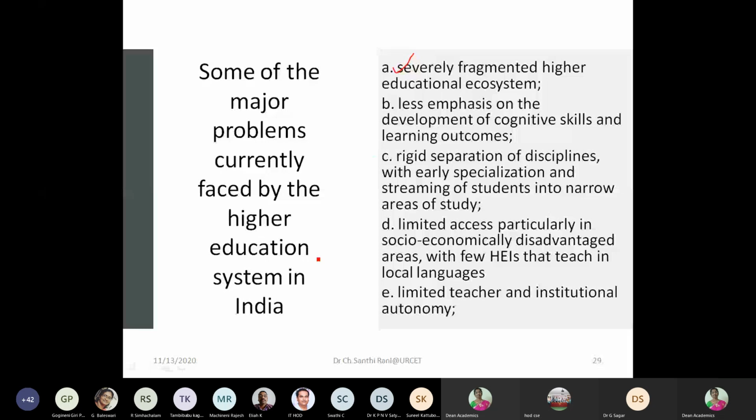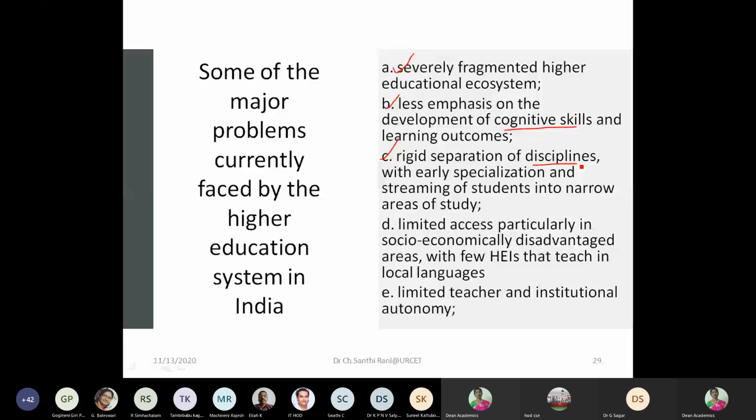That is another major problem. Sometimes in personality development classes we also say, if you are intelligent, it is not sufficient. You have to put in more hard work, right? If a person is intelligent, he may not be able to get a good percentage. But if a person is hardworking, he will be able to get a good percentage according to our present system. But according to NEP, there will be more emphasis on cognitive skills. At present, less emphasis is placed on the development of cognitive skills of learners. Then, a rigid separation of disciplines.